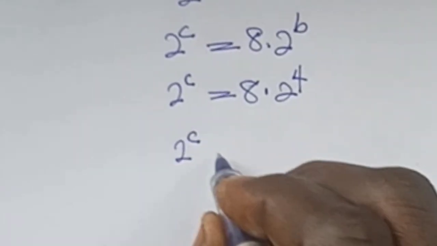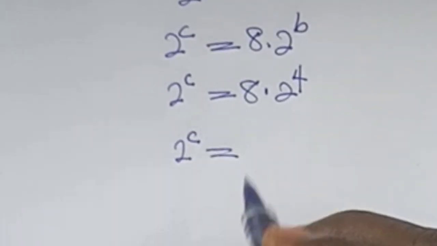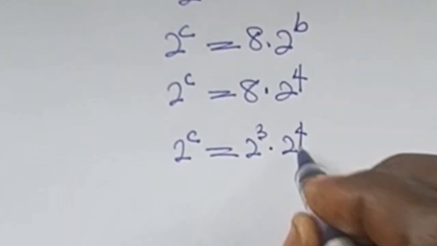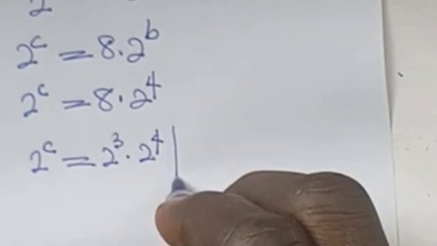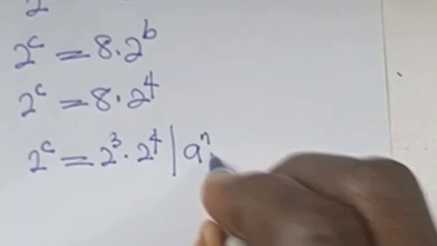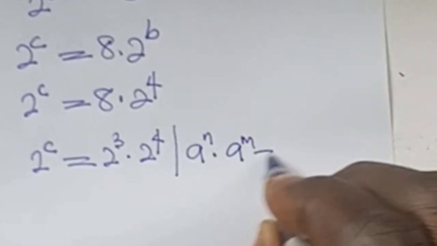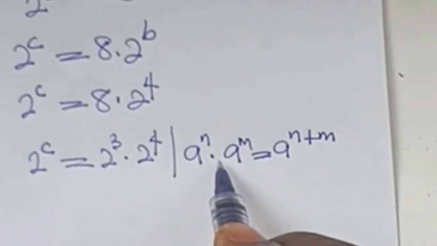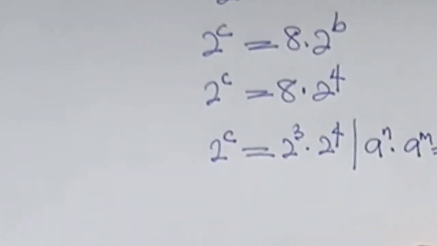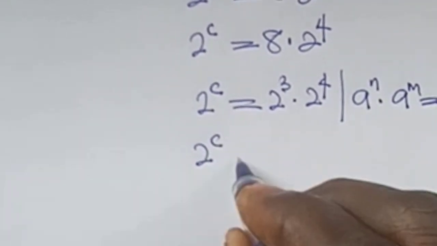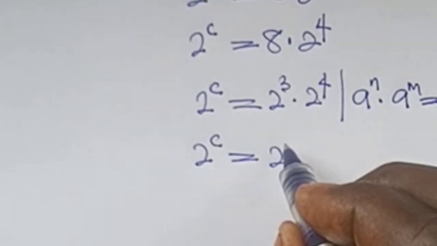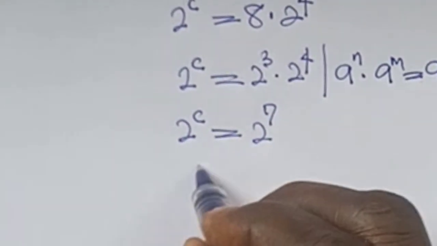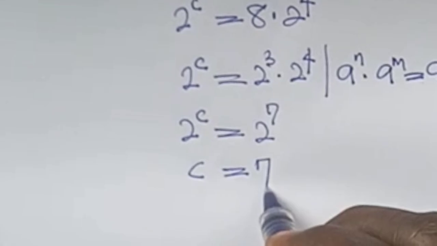So 2 to the power of c will be equals to 8 can be written as 2 to the power of 3 times 2 to the power of 4. But a to the power of n times a to the power of m is equal to a to the power of n plus m. So when the bases are the same, add the power. So that 2 to the power of c therefore will be equals to 2 to the power of 3 plus 4, and that is 7. And since the bases are the same, we can therefore conclude that c is equals to 7.